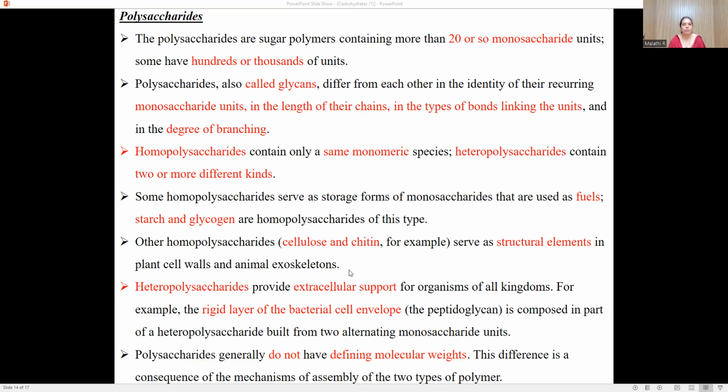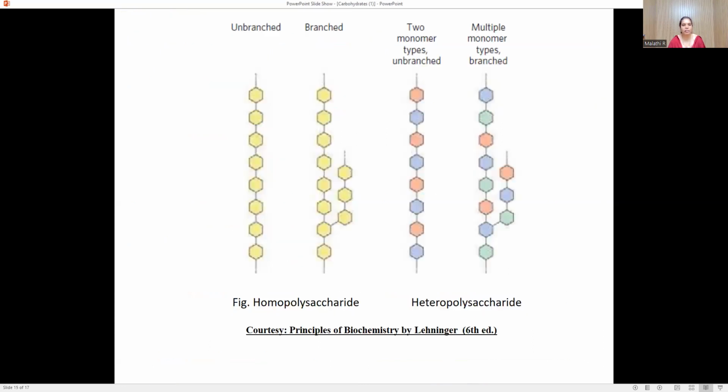I'll just show the general structure of homopolysaccharide. Your homopolysaccharide will have the same unit of monosaccharide, so I have shown it with the same color. You can see homopolysaccharide with the same color. Glucose means all will be glucose. If it is galactose, all will be galactose. Again here also, glucose means glucose, galactose means galactose.